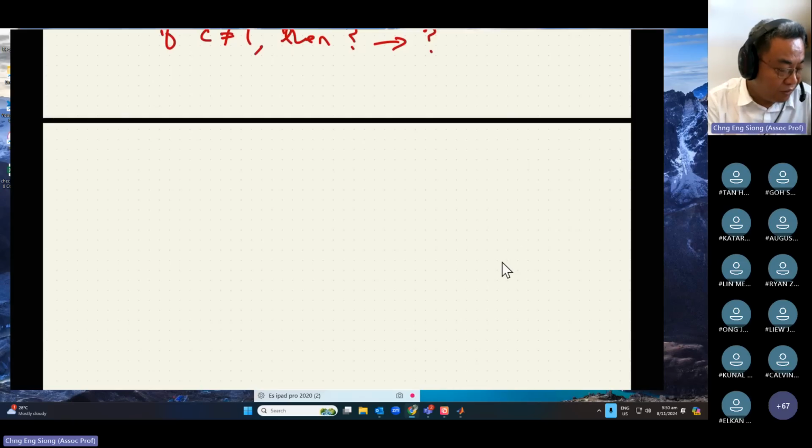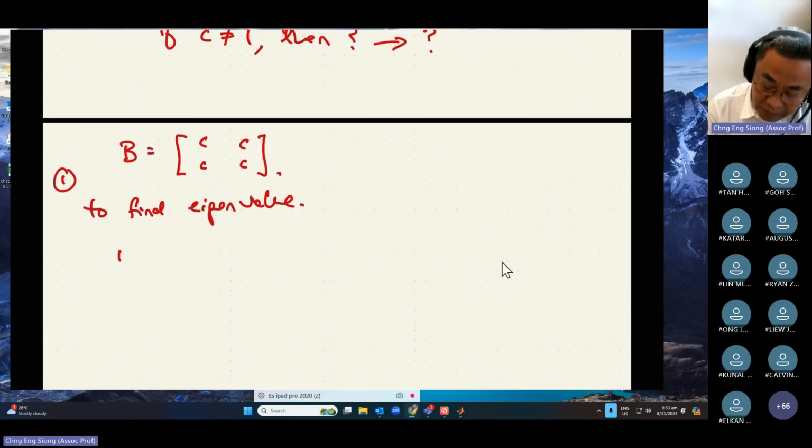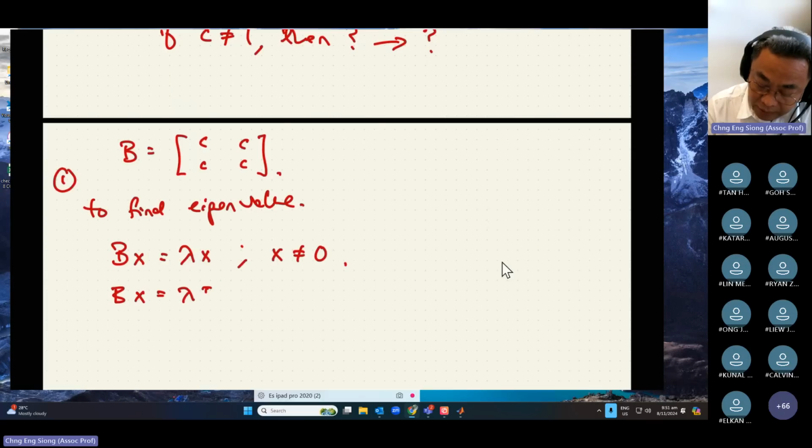So let's find the more difficult problem first. B equals C, C, C, C. To find the eigenvalues first, this is the step, right? We first find the eigenvalue. So it's Bx equals lambda x, and x not equal to 0. Bx equals lambda Ix, so B minus lambda I times x equals 0, x not equal to 0.